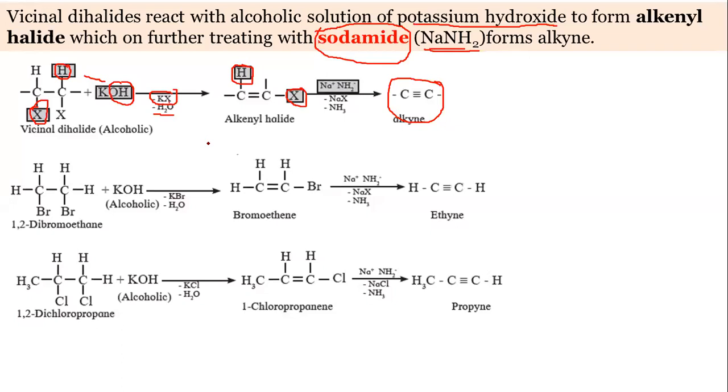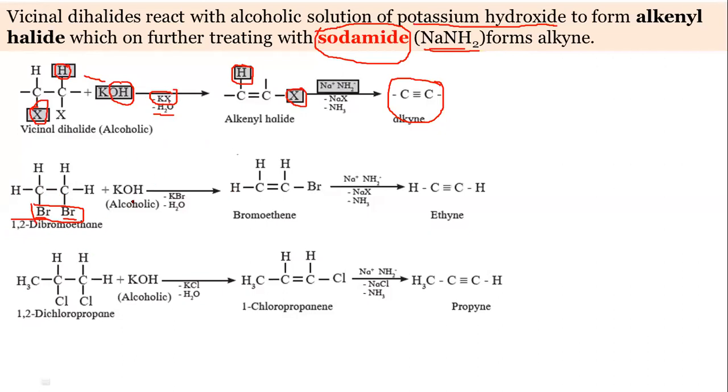Two hydrogens and two halogens will be removed. This is called a dehydrohalogenation reaction. The examples are given here. See here, 1,2-dibromoethane: this is one bromine, this is another bromine. These are bonded to adjacent carbon atoms, so these are vicinal dihalides. Dihalides means two halogens are there.